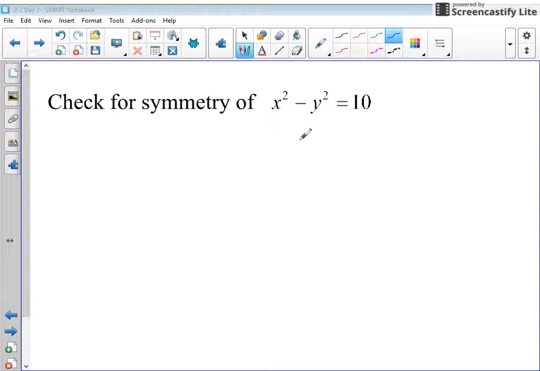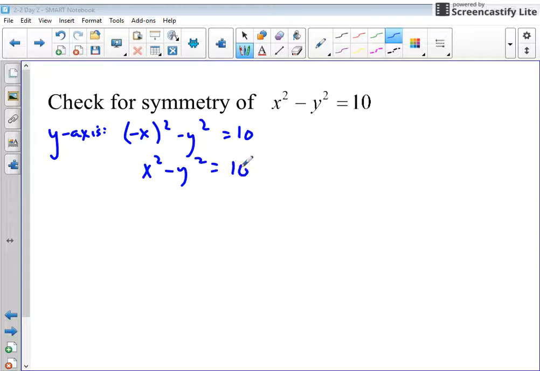This equation, x squared minus y squared equals 10, and I'm going to check for the symmetries again. Let's start with the y-axis. To check for symmetry with respect to the y-axis, I'm going to make the x negative, and I'm going to see what happens. Well, notice if you square a negative number, that gives you a positive number. That is the exact same equation as the original, so that works.